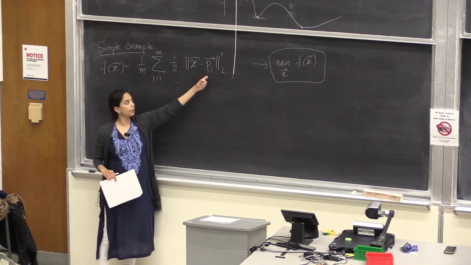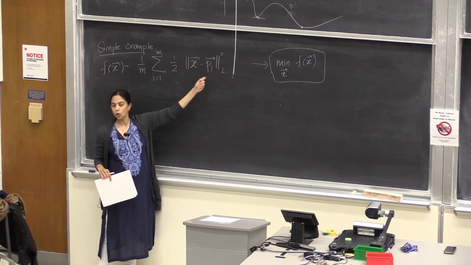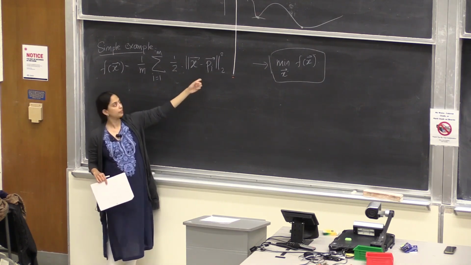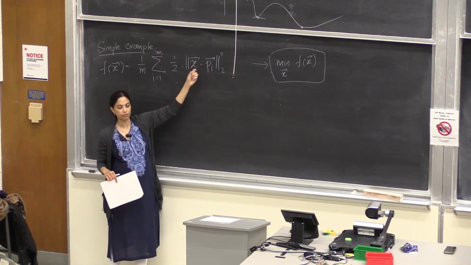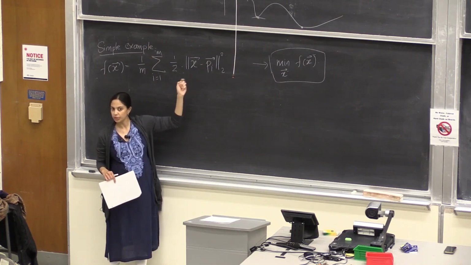Let's say I have data points p1, p2, p3, pm, okay? What is this doing? I'm saying I want to look at the distance of x from p1, x from p2, x from p3, x from p4. What is this function doing? It's doing something that we do commonly, which is? Not quite. It's averaging, right?